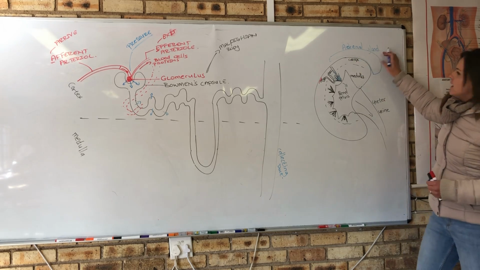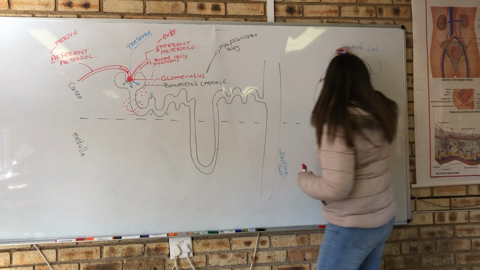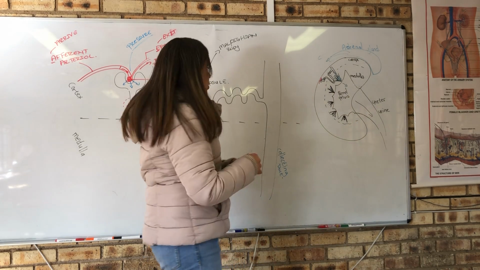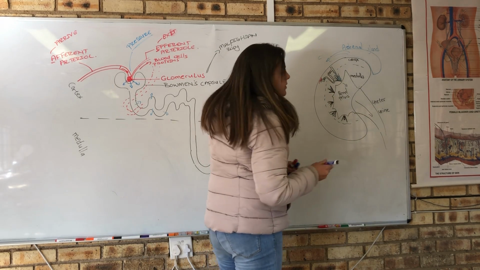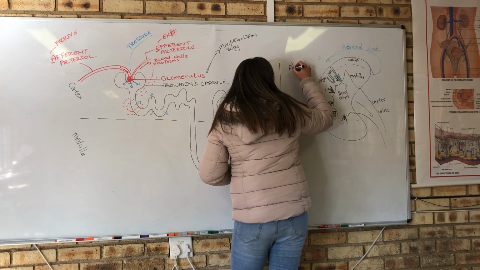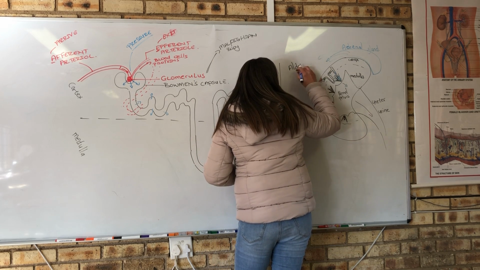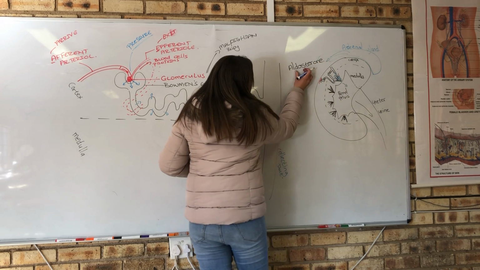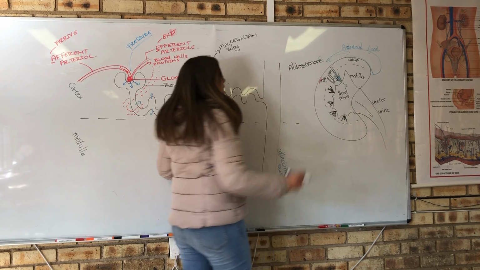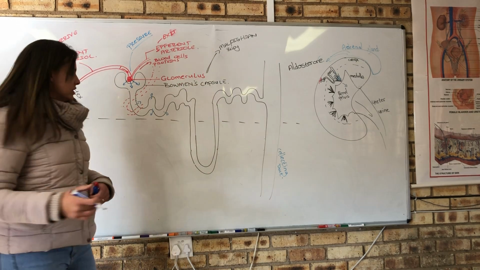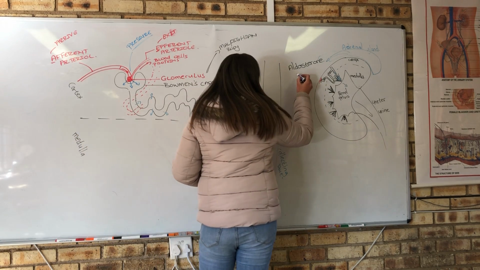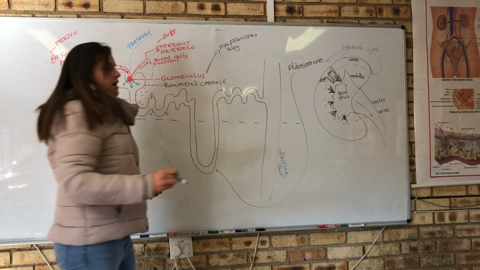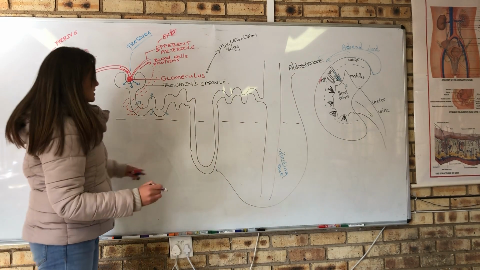Adrenal gland. Apologies for the handwriting. Adrenal gland. And the adrenal gland secretes a hormone that regulates salt. The name of that hormone is aldosterone. Aldosterone is secreted from the adrenal gland. And what aldosterone does is it gets transported in the blood to this area here at the collecting ducts. Sorry, not the collecting ducts, at the loop of Henle.